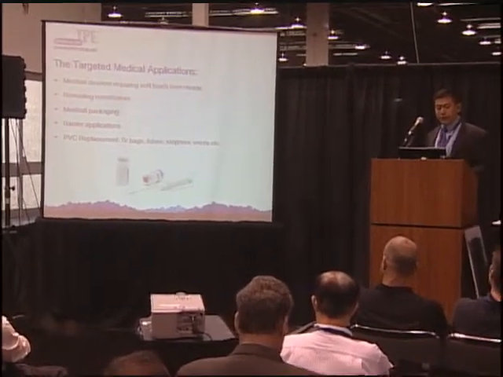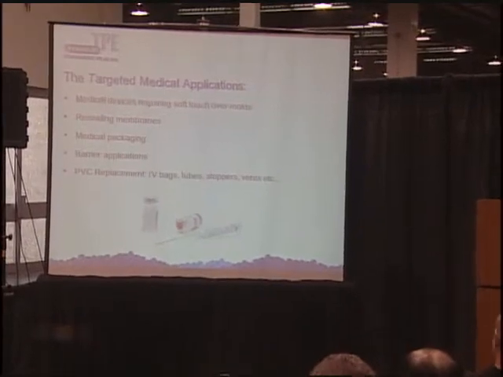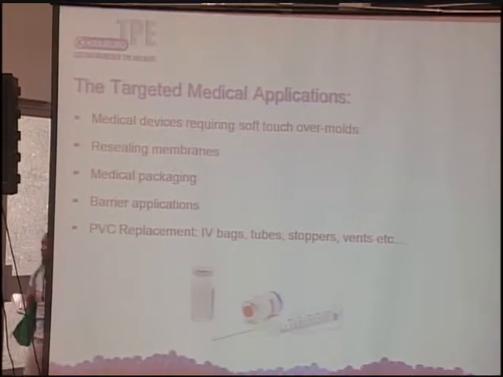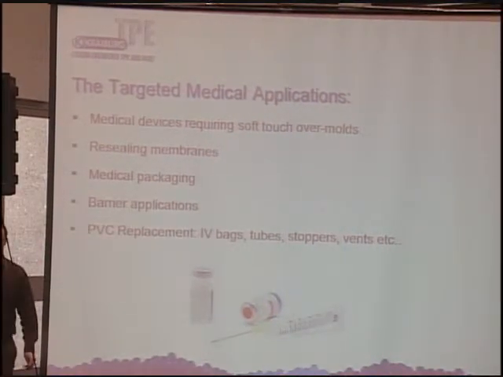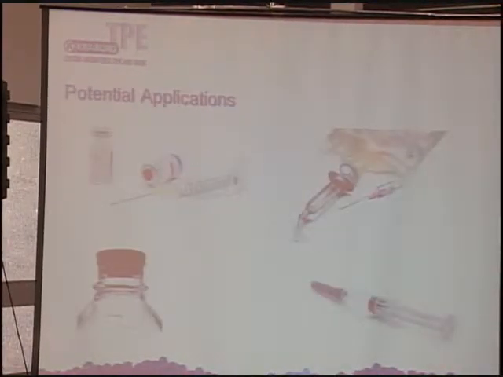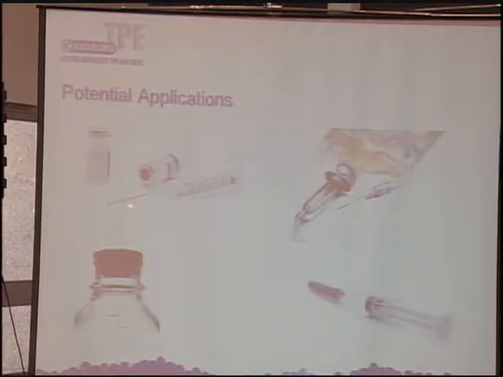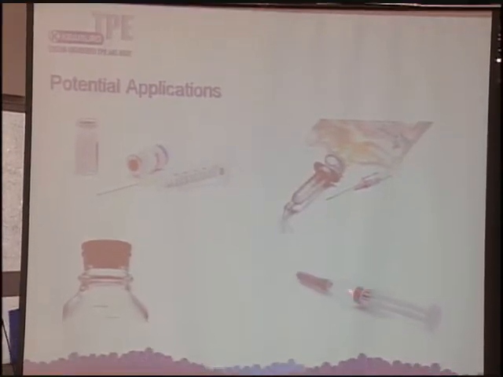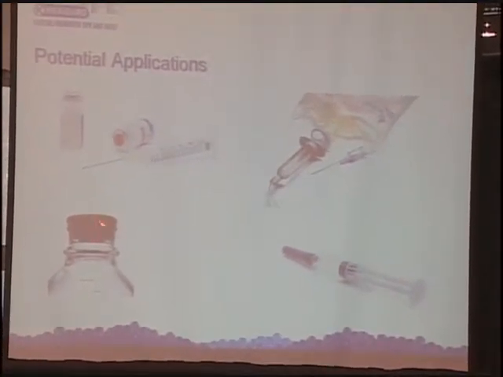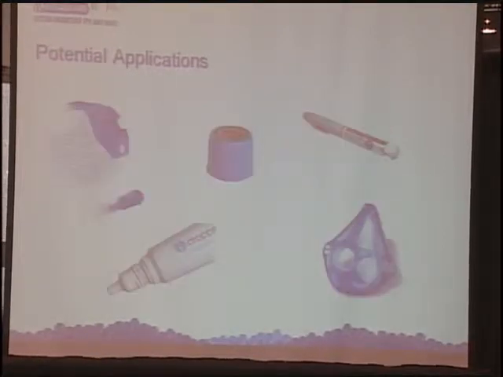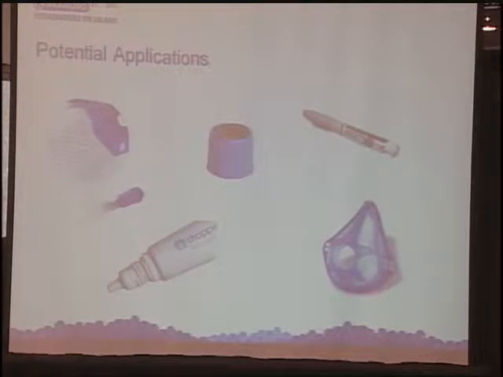There are some target medical applications, including the soft touch overmolds, resealing membranes, or medical packaging barrier applications. And like I said, again, PVC replacement. Here are some examples of the TPE that can be used for resealing purpose, or for the IV bag, for the plunger in the syringes, or the caps for different medical containers. Again, a few more different applications from TPE materials.